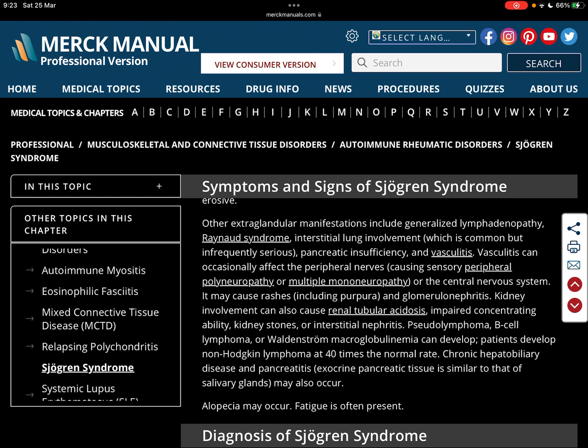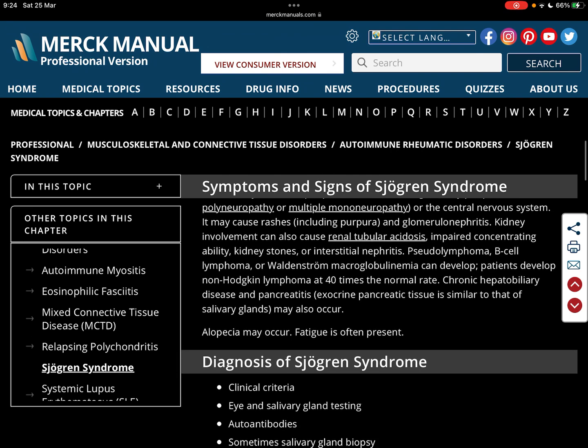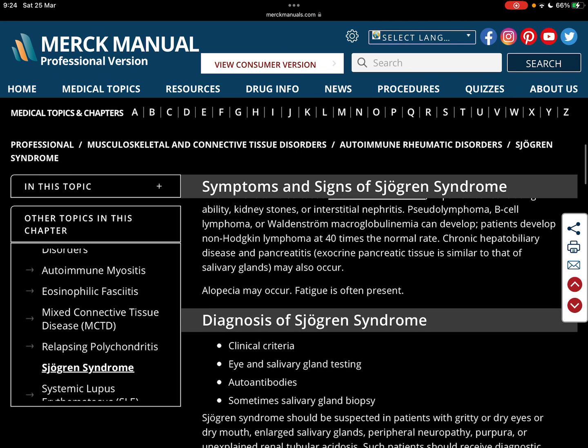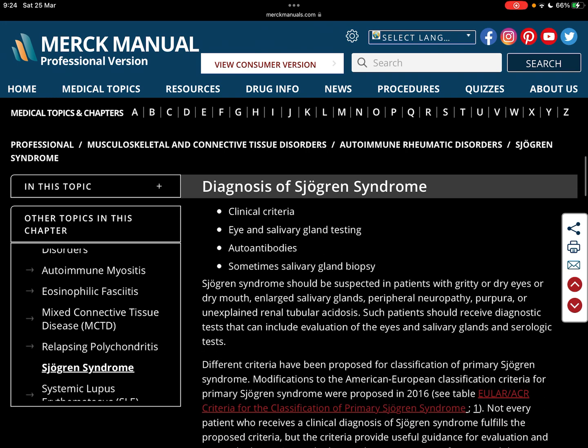Okay, you can see other manifestations of Sjogren's that are beyond the glandular dysfunction. You can see Raynaud phenomenon, Raynaud syndrome, interstitial lung involvement, vasculitis. Pancreatic insufficiency is secondary to the glandular insufficiency. Peripheral polyneuropathy and multiple mononeuropathy, namely nerve damage. Renal tubular acidosis in the kidneys. Even non-Hodgkin lymphoma is more common in those patients. It's said to be 40 times the normal rate.